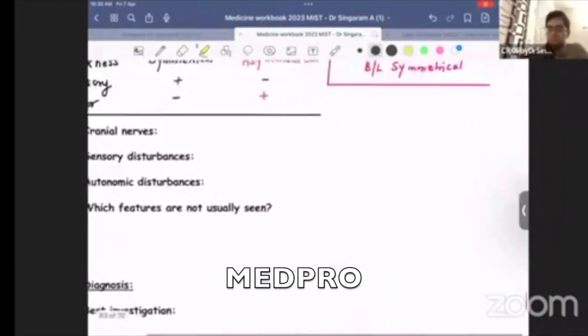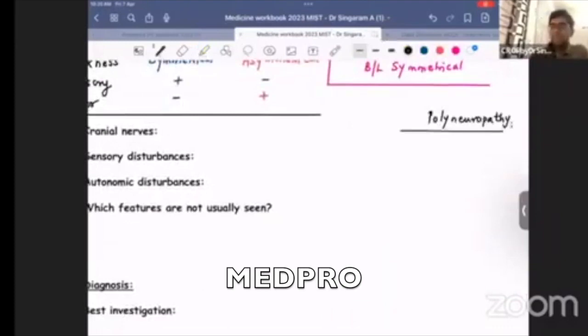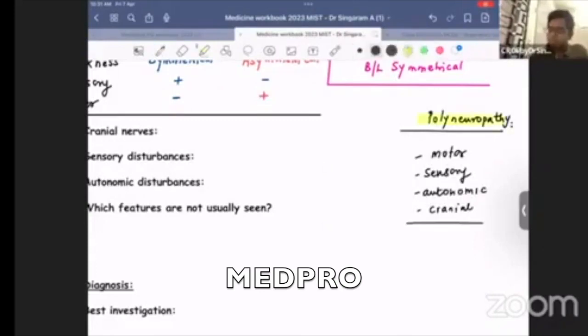Any idea what is the meaning of polyneuropathy here? I'll write it by the side. In addition to motor nerves, what other nerves can be affected? Just now I told you, sensory nerves can be affected. Autonomic nerves can be affected. Even cranial nerves are also affected. So that is why this term is important. It is called polyneuropathy. Remember to follow this, right?